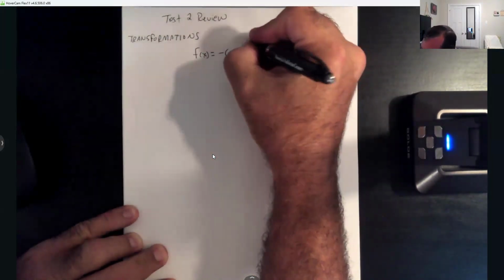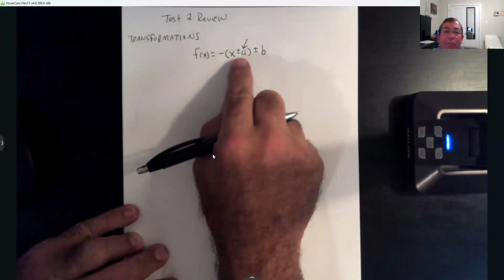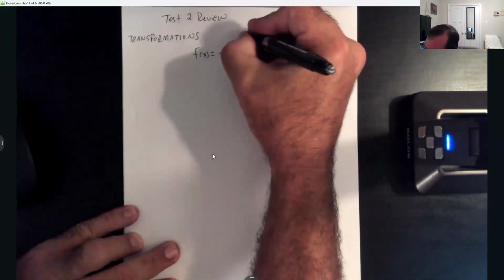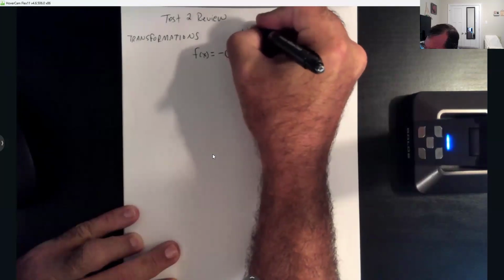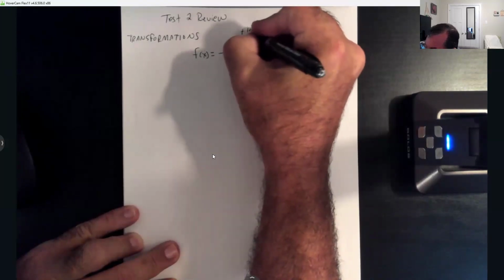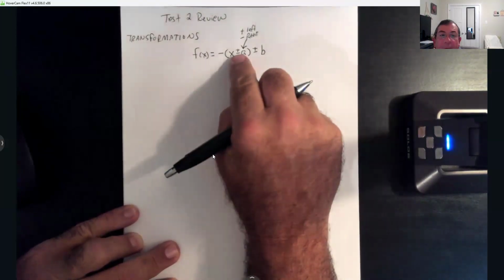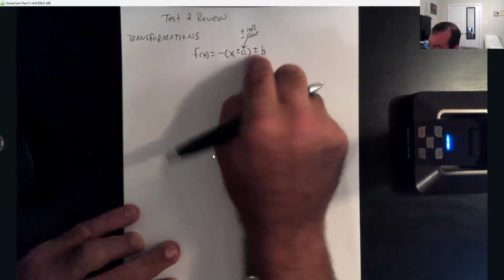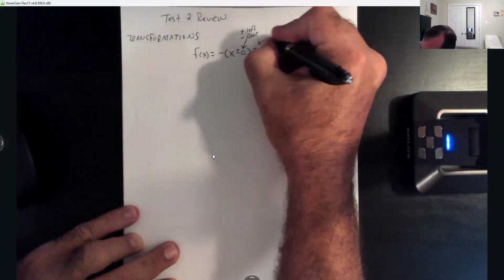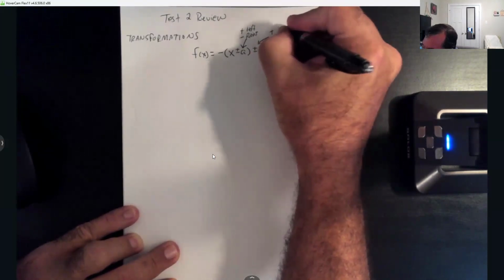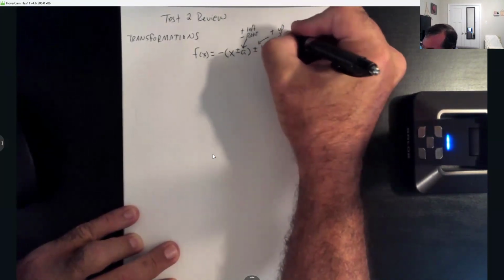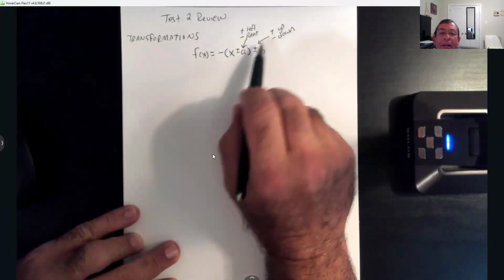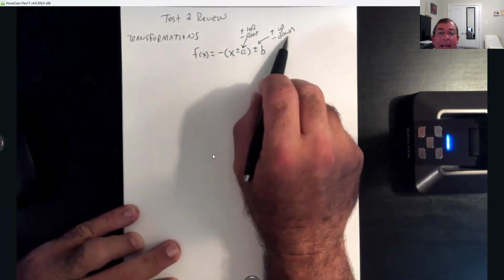So inside the parentheses, if you're inside parentheses like that, plus goes left, subtraction goes right. So if it's being added, left; subtracted, right. Now at the end, on this one, if it's plus, it's going up. If it's negative, it's going down. So if I add a number at the end, it's up. If I subtract a number at the end, it's down.